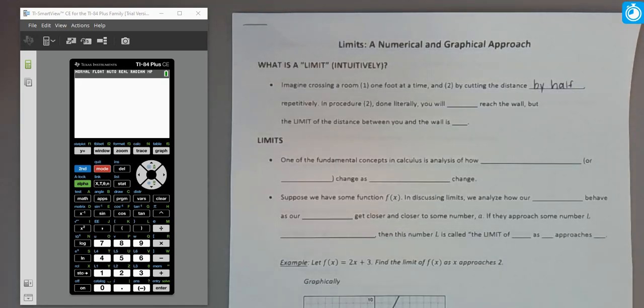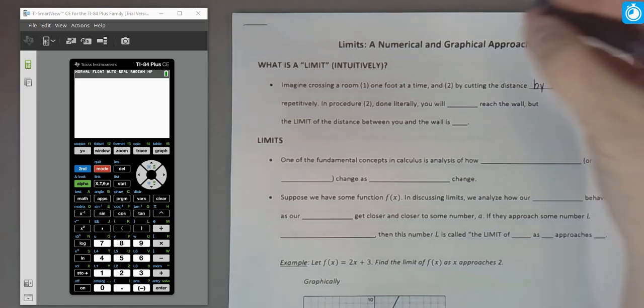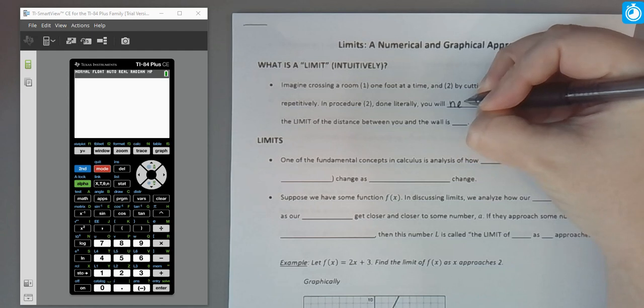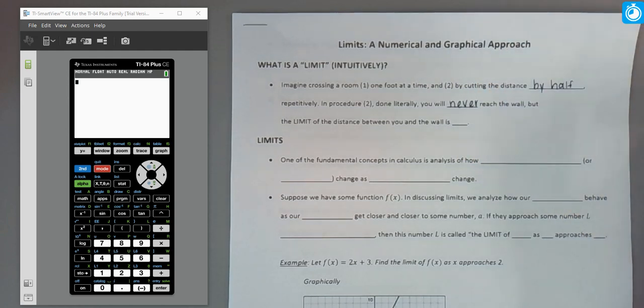So again, in procedure 2, if you were to literally do this procedure, assuming you were the size of a single point, not something that physically has mass, takes up space, if you were the size of a single point, literally crossing the room by half at a time, you will never reach the wall. You'll get infinitely close, but you'll never actually reach it.